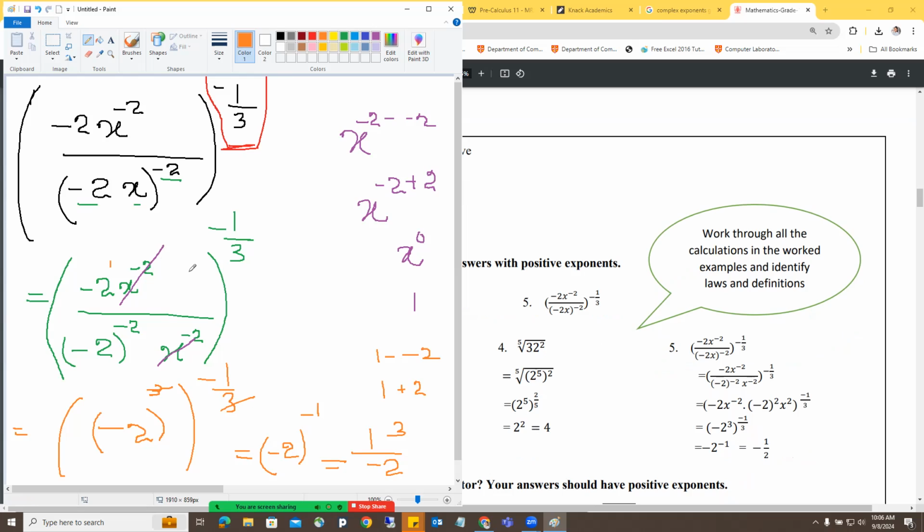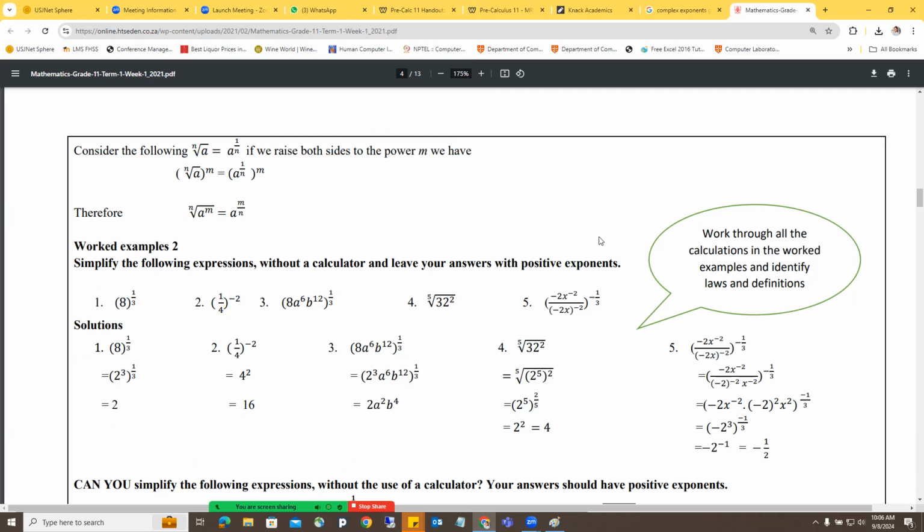If it is more complex and has this kind of bigger bracket, what you have to do is simplify inside the bracket first and then consider the outer bracket. Good question.